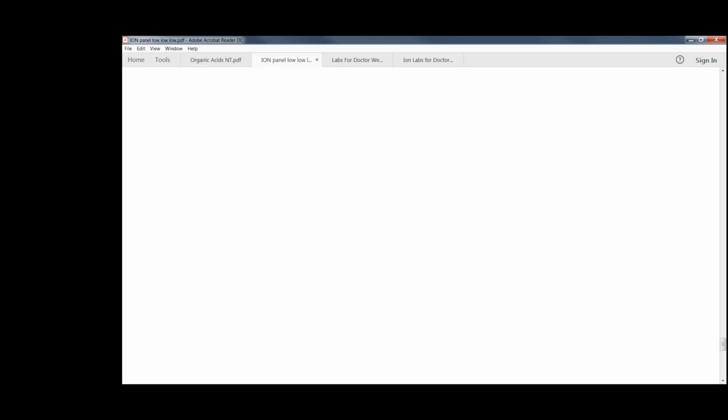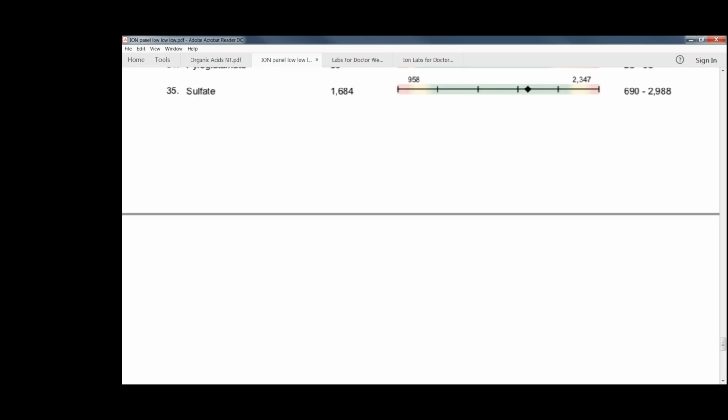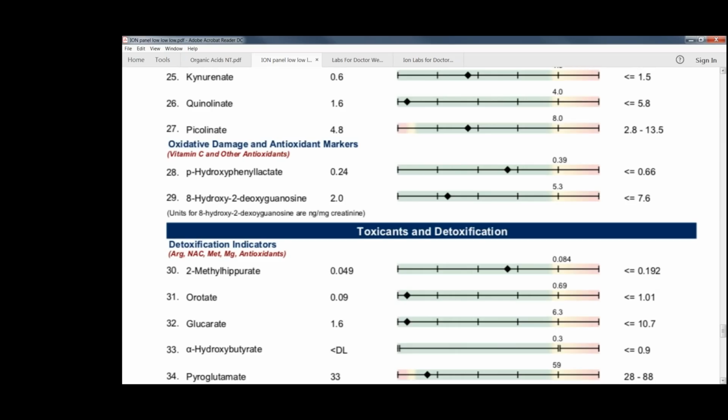So now in this example, you can see that kynurenate, quinolinate, and picolinate are all in the normal ranges. All right? The kynurenate, quinolinate, and picolinate are all in the normal ranges. And that's the normal lab. Where it gets difficult is to assess when these markers are too low.